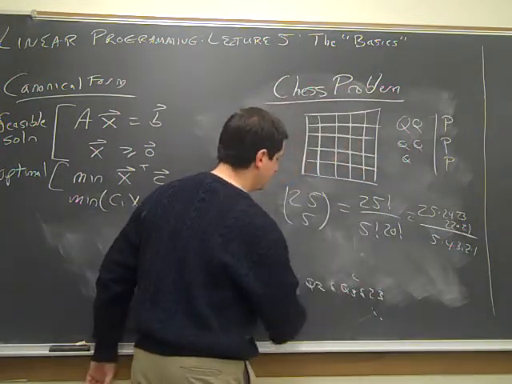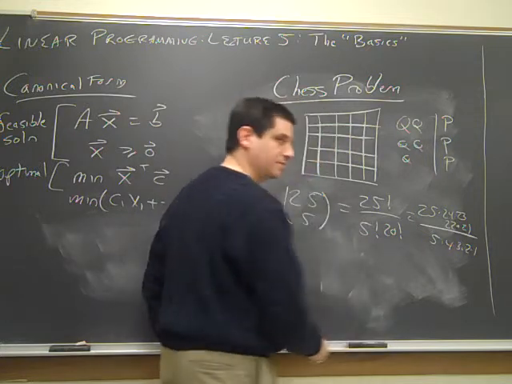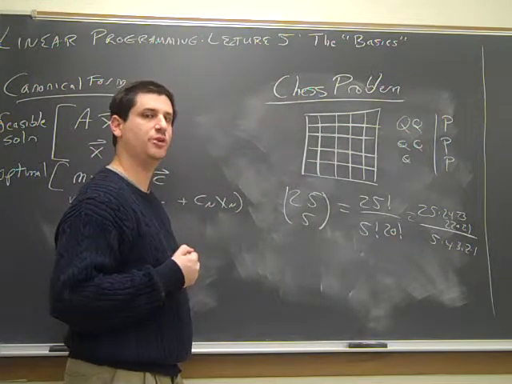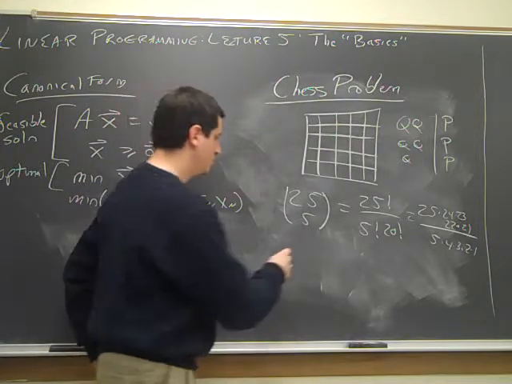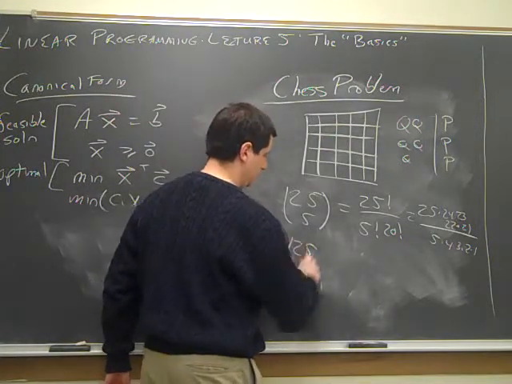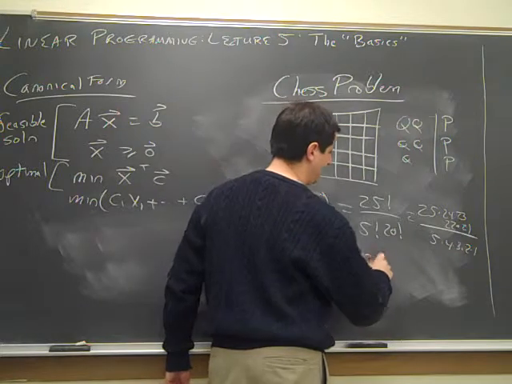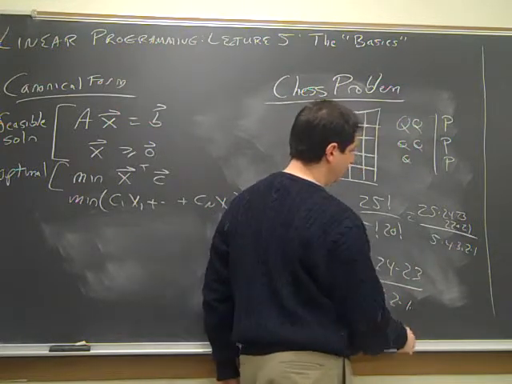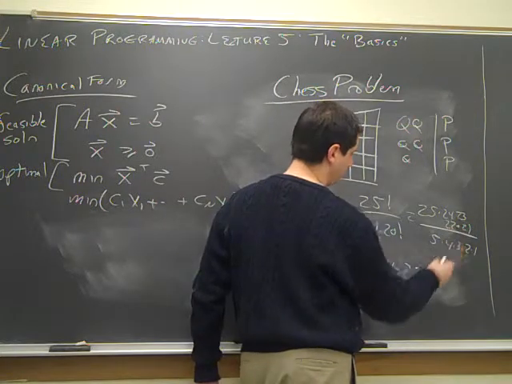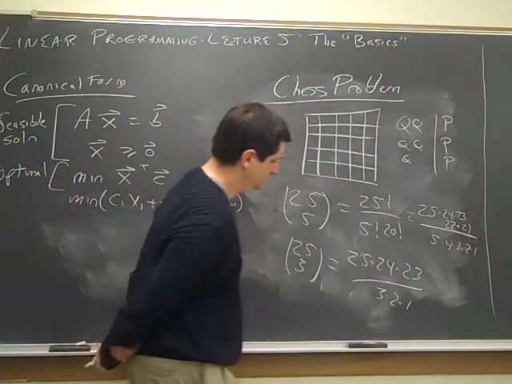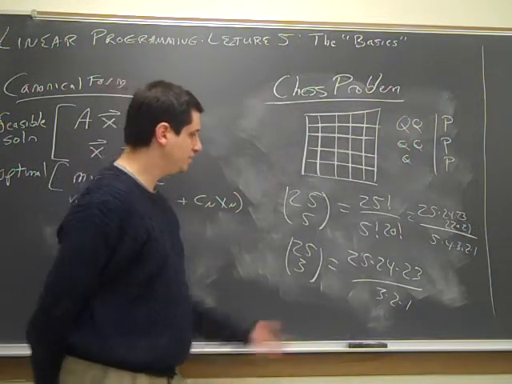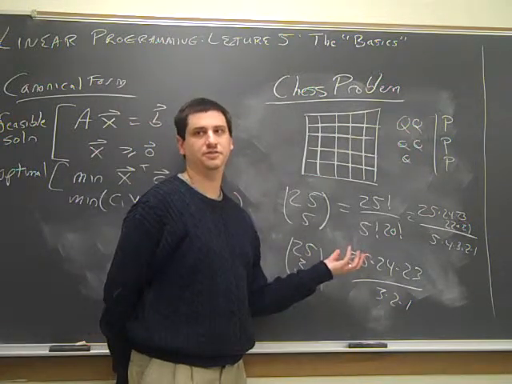How many ways are there to place 3 pawns? If I want to place 3 pawns, 25 choose 3. So this is 25, 24, 23 over 3 times 2 times 1. So the difference is 22 times 21 over 5 times 4. 5 times 4 is roughly 21, so this is 22 times faster.